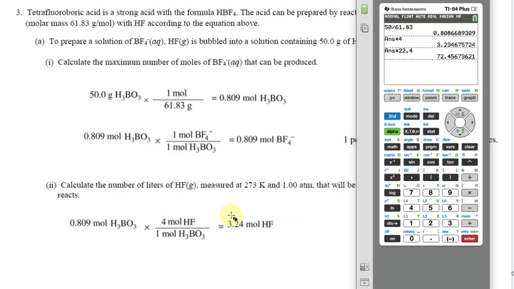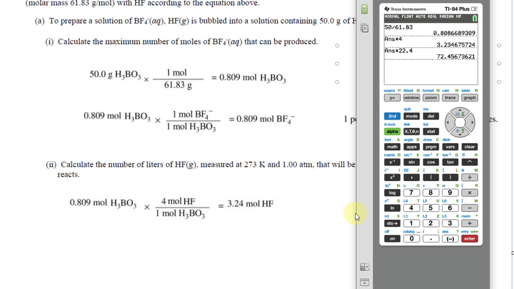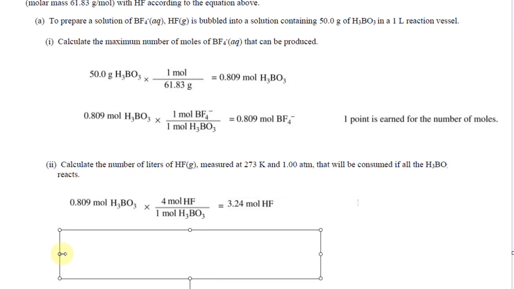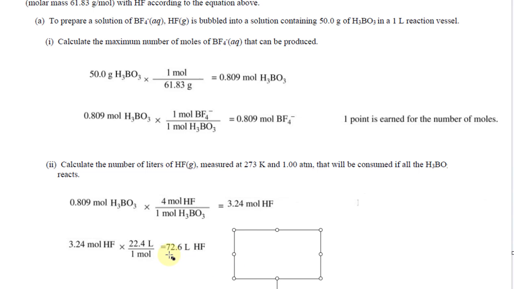So be sharp. Whenever you do a gas law problem, make sure that you check to see if it is at standard temperature and pressure. Otherwise, you've got to use the PV equals nRT, which is a little bit longer, but save yourself a few seconds. In this case, we're just going to say our moles of HF times 22.4 liters per mole, and we have our 22.6 liters of hydrogen fluoride. Make sure you answer the question. Calculate the number of liters of gas measured.